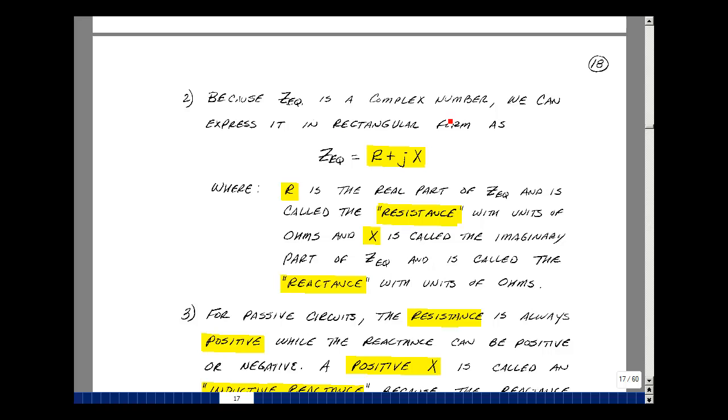Z equivalent will be a complex number. We can express it in rectangular form as having a real part and an imaginary part. Let's call the real part R. In general, we'll call it just resistance, and it'll have units of ohms. Let's call the imaginary part X, and we'll give it the name reactance, but it too will have units of ohms. The terms impedance, admittance, resistance, and reactance were coined by Oliver Heaviside in the late 1800s.